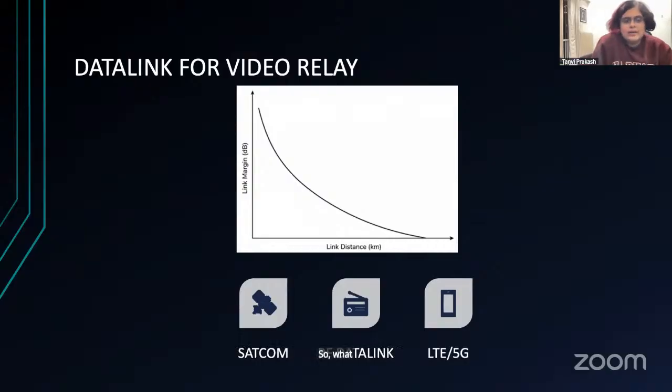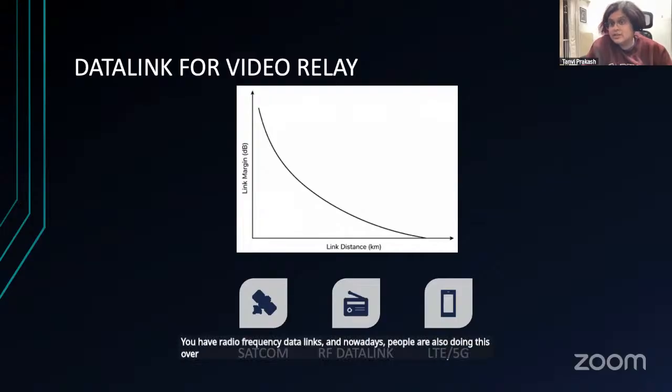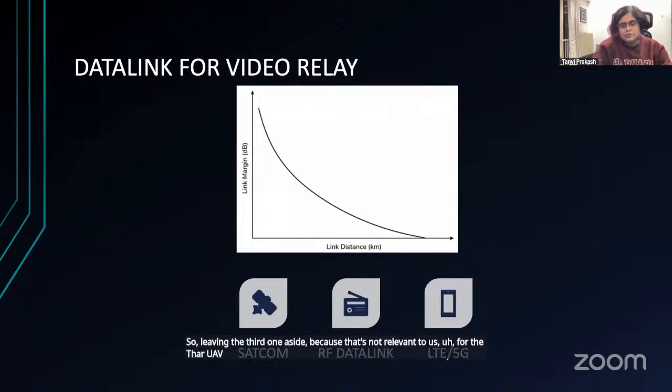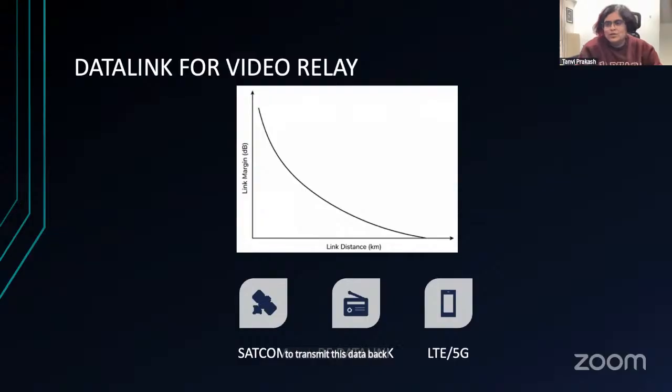So what are the different ways that are available to do this? You have satellite communication, you have radio frequency data links, and nowadays people are also doing this over 5G from very small UAVs like FPVs. So leaving the third one aside, because that's not relevant to us, for the Thar UAV problem statement, you have been asked to figure out a way to transmit this data back at the rate of, I think, 1 frame per second or something. So it's not a very high rate. So you may select either of the other two options, the SATCOM or the data link.